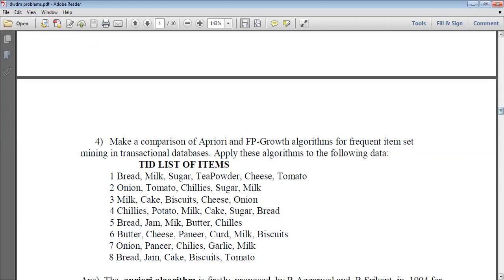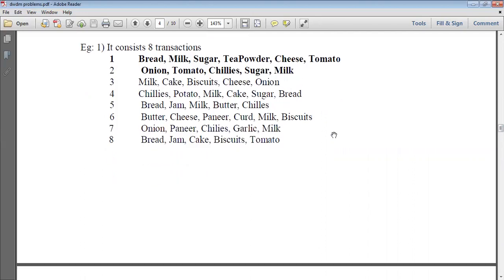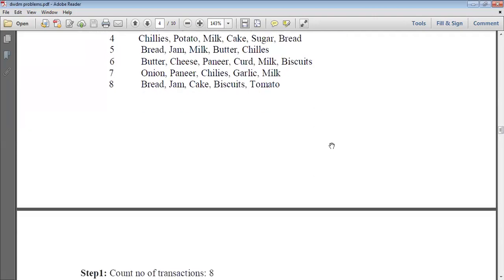Based on these items, I want to find the frequent item sets using the Apriori algorithm. In a similar way, I want to find the frequent item sets using the FP growth algorithm. So for the same item sets, I want to apply both the Apriori and FP growth algorithms. In this problem we have 8 transactions in total. Based on these items, you have to find the frequent item sets using the Apriori algorithm.